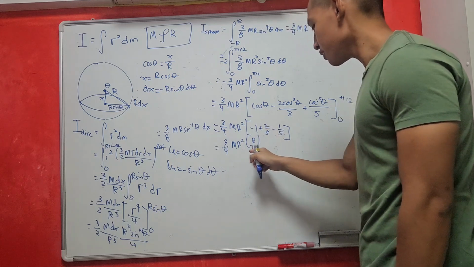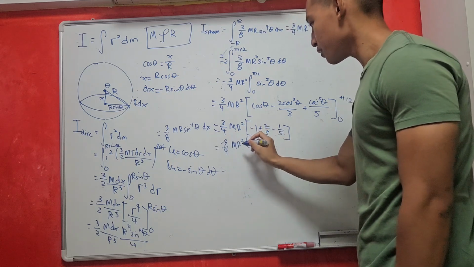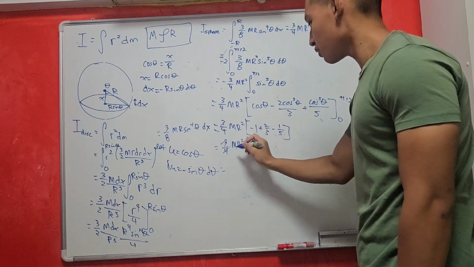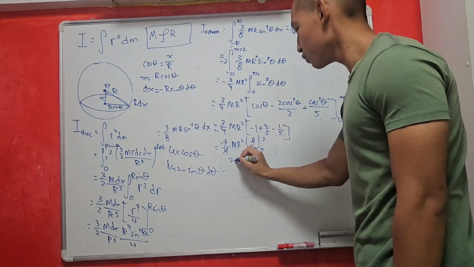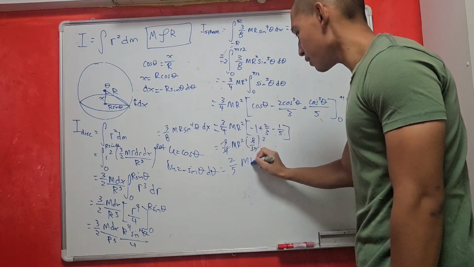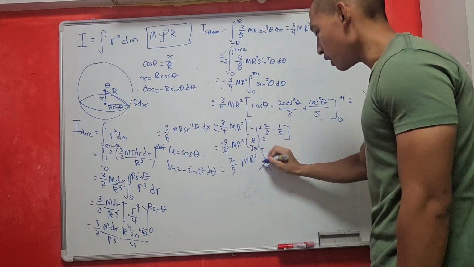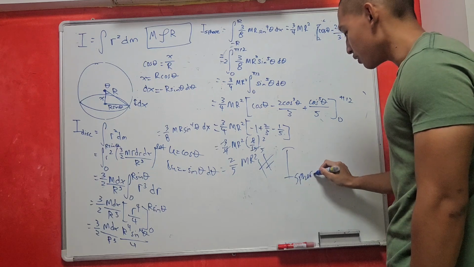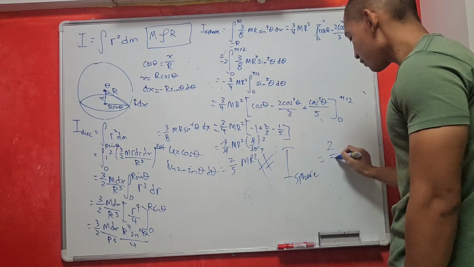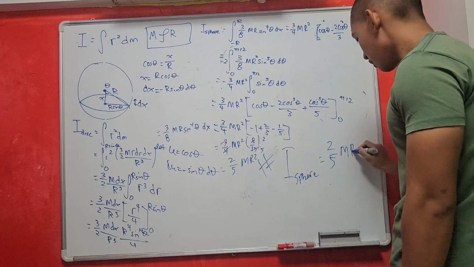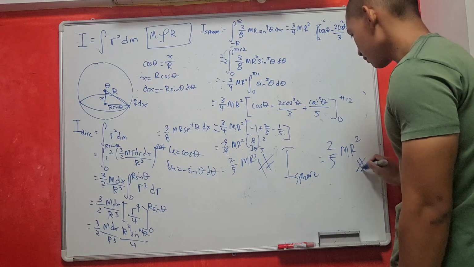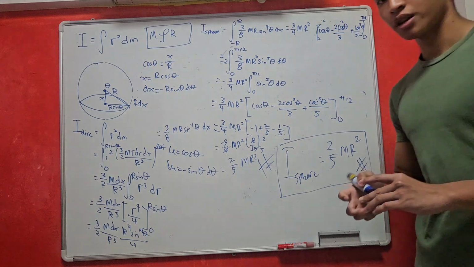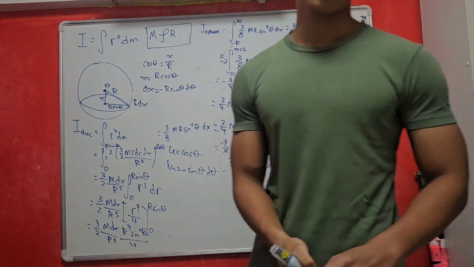And if I were to simplify this, divide by 3, so this is 5, 4, this will be 2, so it'll be 2 over 5 m r squared. And voila, I of sphere is equal to 2 over 5 m r squared. A very simple derivation of the moment of inertia of a sphere.